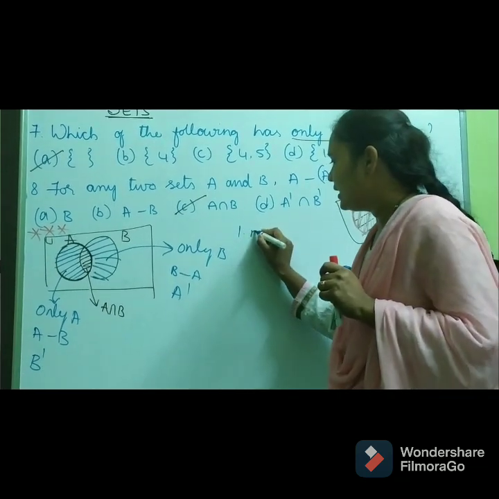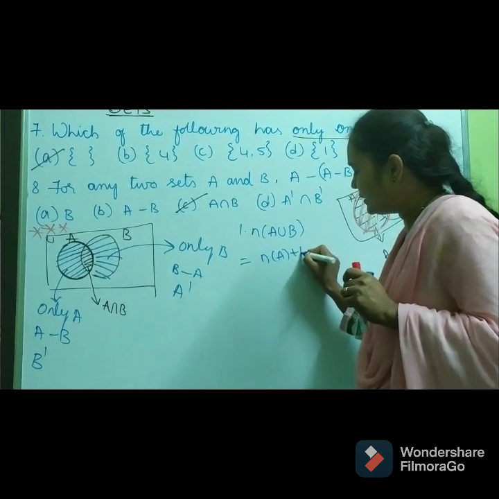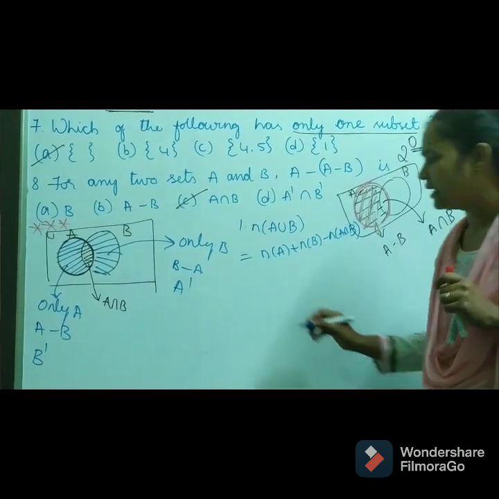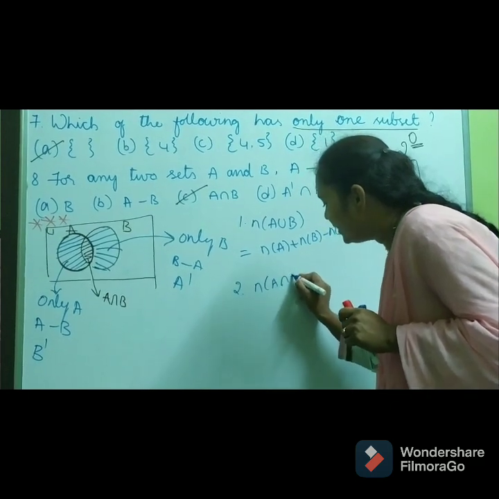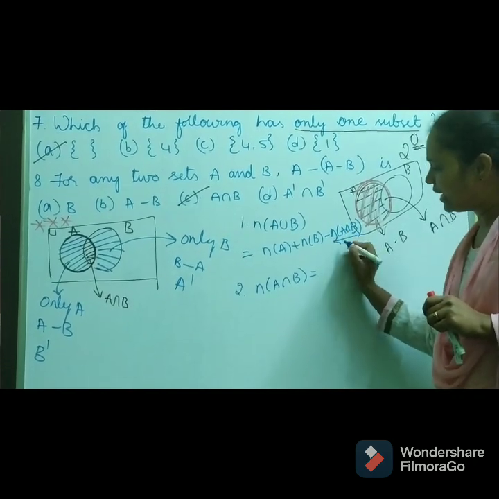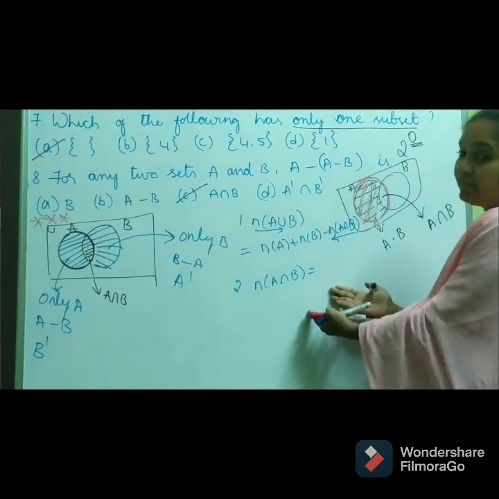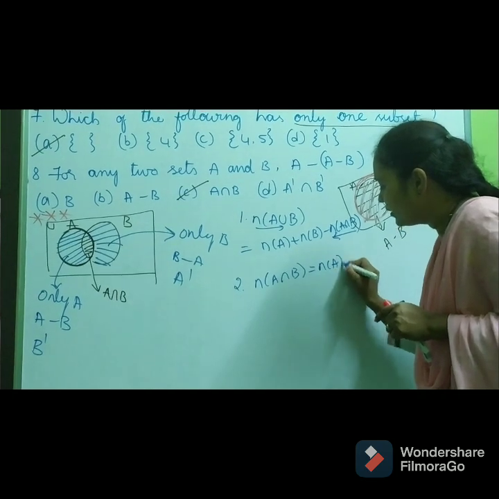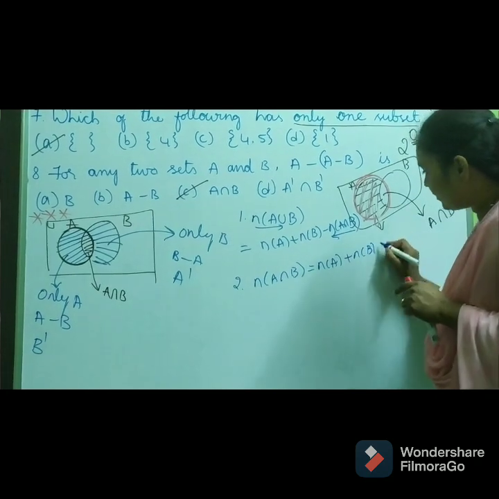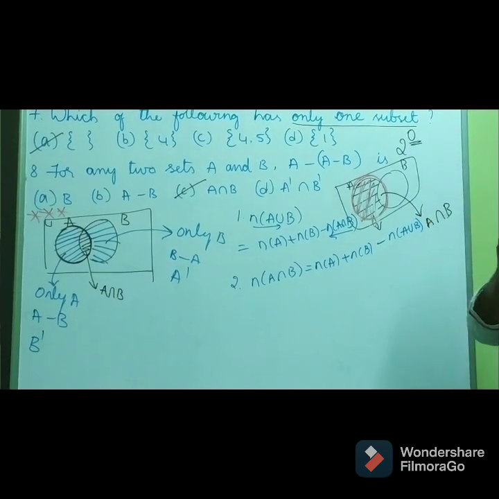See here. First formula: n of A union B is equal to n of A plus n of B minus n of A intersection B. Second thing, n of A intersection B is equal to, very simple, if you take this to the LHS and this to the RHS, that will be the second formula. That is n of A intersection B is equal to n of A plus n of B minus n of A union B.